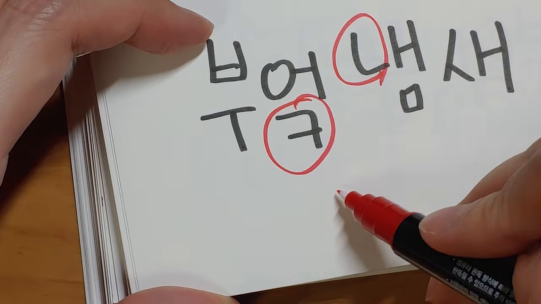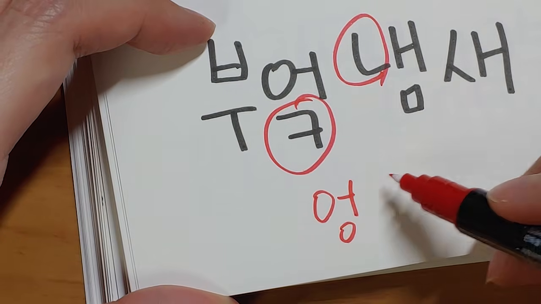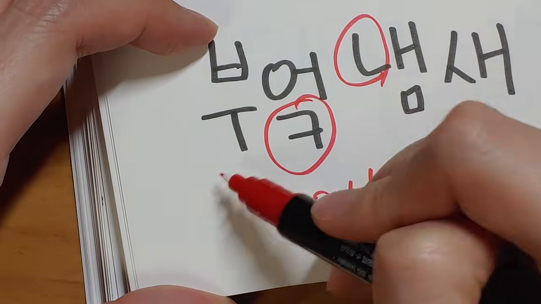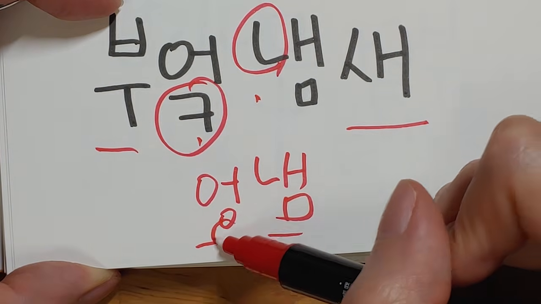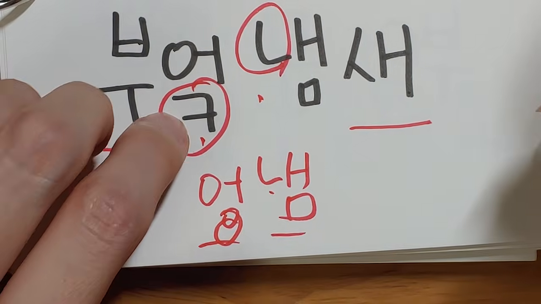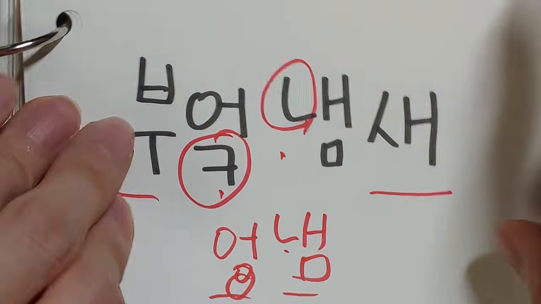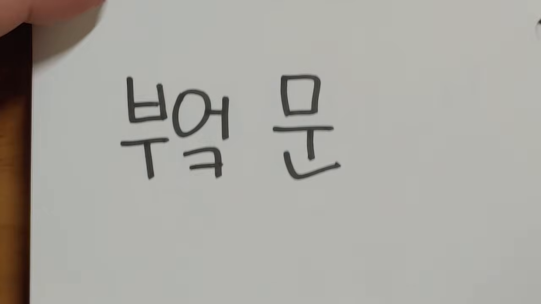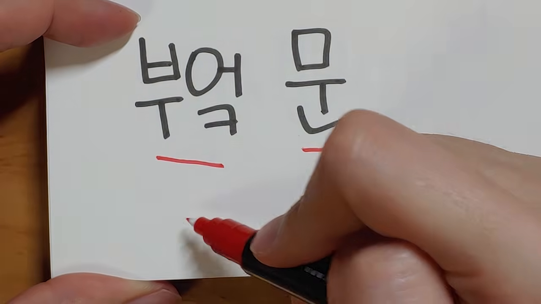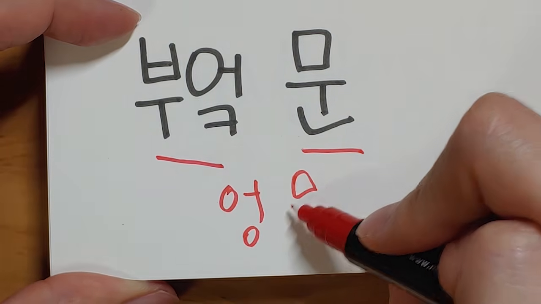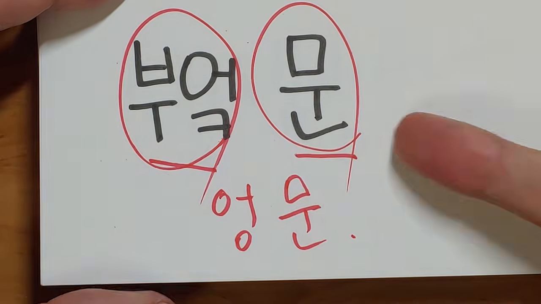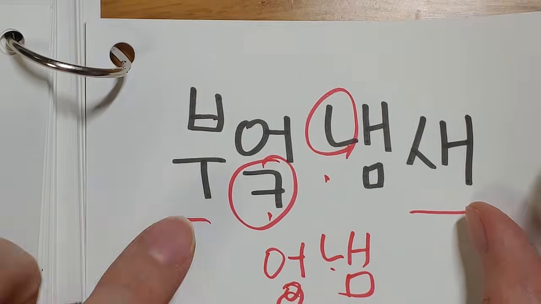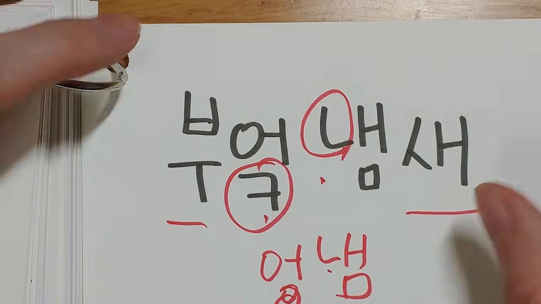This one should be pronounced 부엉 냄새, right? 부엉 냄새, because 윽 combined with 느 produces 응 sound. So 부엉 냄새. And this one, 부엉문, right? We learned that 부엉 means kitchen, 문, door, so it means kitchen door, 부엉문. And 부엉 냄새, kitchen smell.